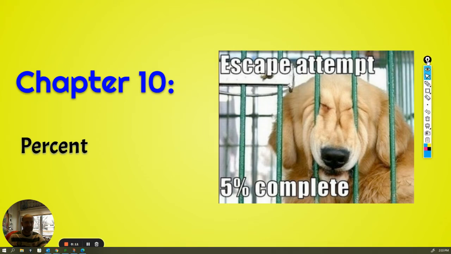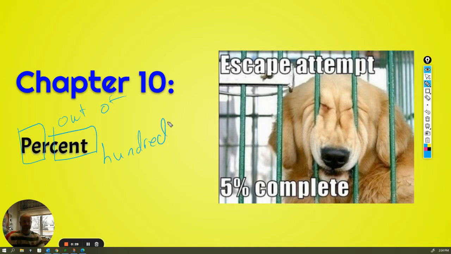This is chapter 10. Very simply, percent. It is a two-part word meaning, let's get my pen to work. Per meaning out of, and cent means 100. So really percent is out of 100, okay?